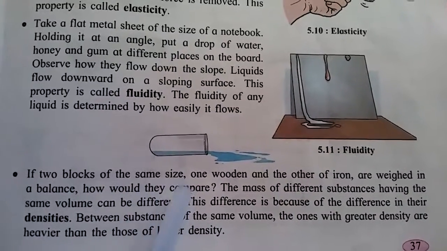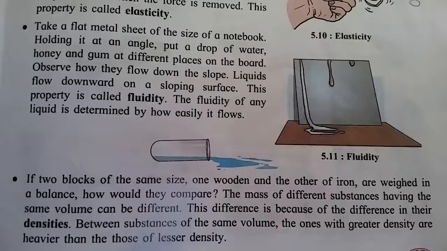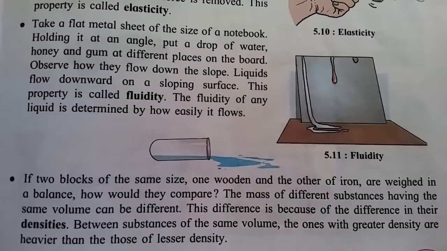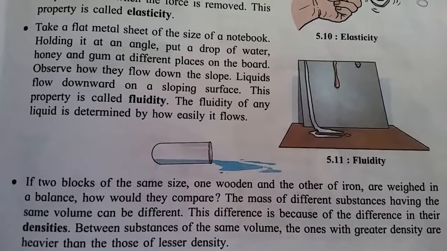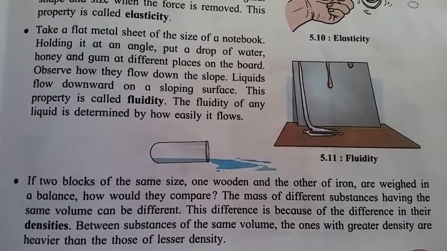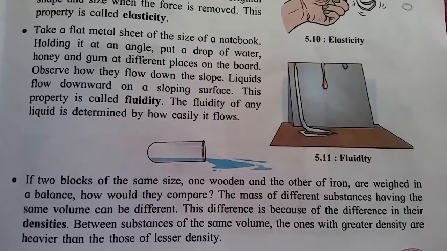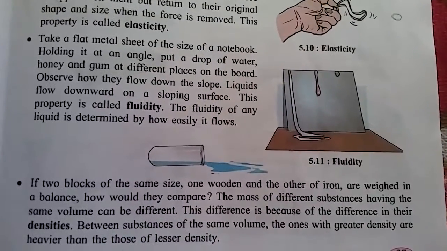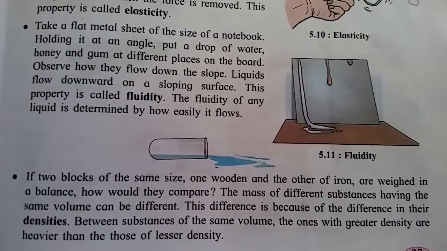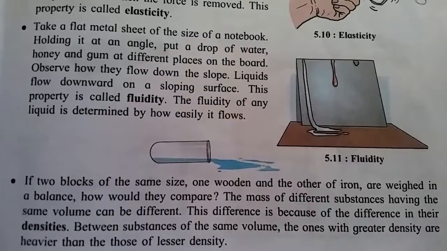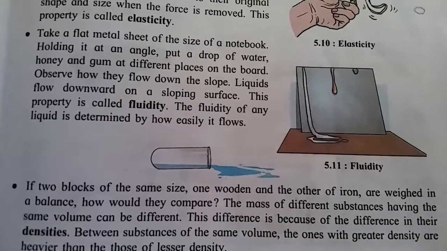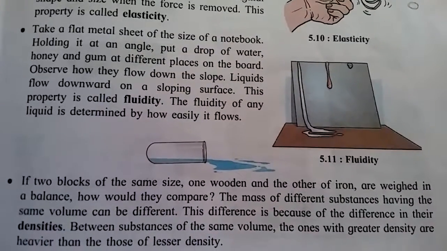Means you take one block of wood and another of iron, but their shape and size are the same. Then also if you compare those blocks on a balance, their density is different. Between substances of the same volume, the one with greater density is heavier than the other of less density. Means the size of the blocks is the same, but one block is wooden and another is iron, but their density is different.